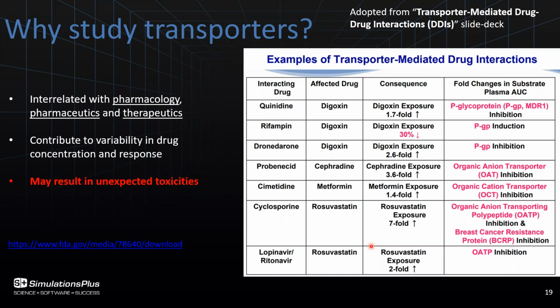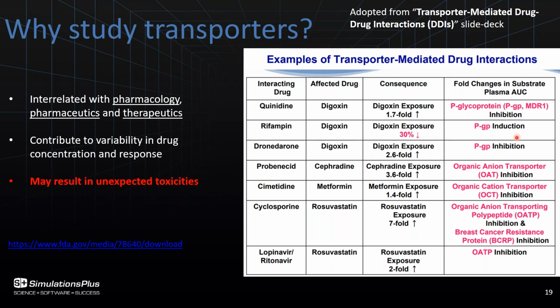Then on this next slide, we show examples of the perpetrator and the victim. Digoxin is a PGP substrate. So if you co-dose that with quinidine, which is a PGP inhibitor, you would increase the exposure of digoxin. And here it shows that would increase by 1.7-fold.